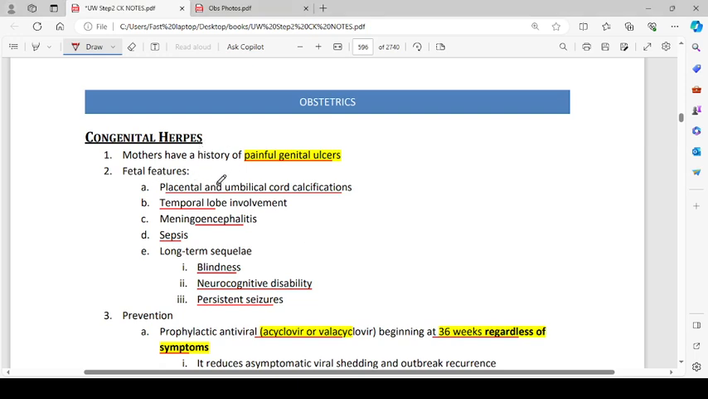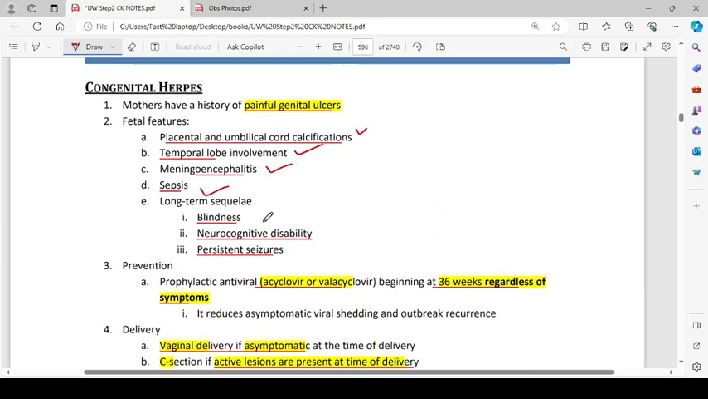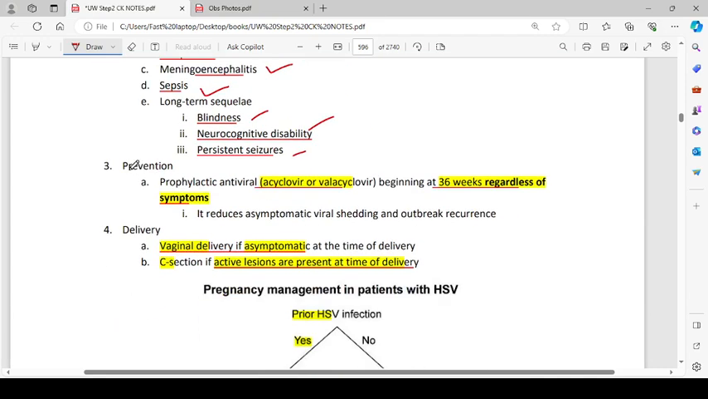Fetal features are placental and umbilical cord calcification, temporal lobe involvement, meningoencephalitis, sepsis. The long-term sequelae of congenital herpes are blindness, neurocognitive disability, and persistent seizures. Prevention: prophylactic antiviral, that is acyclovir or valacyclovir, beginning at 36 weeks, regardless of symptoms.